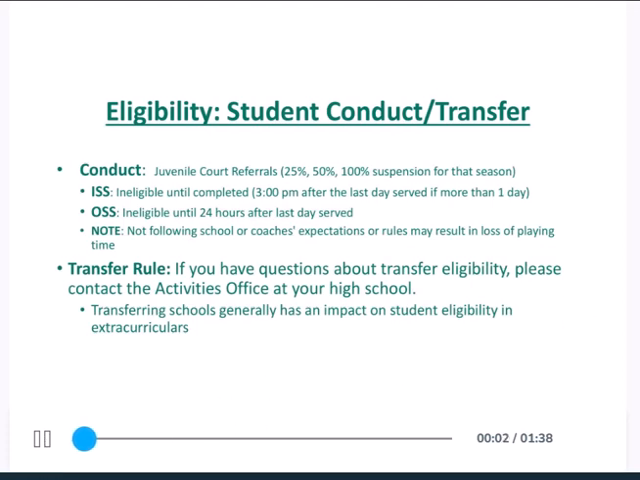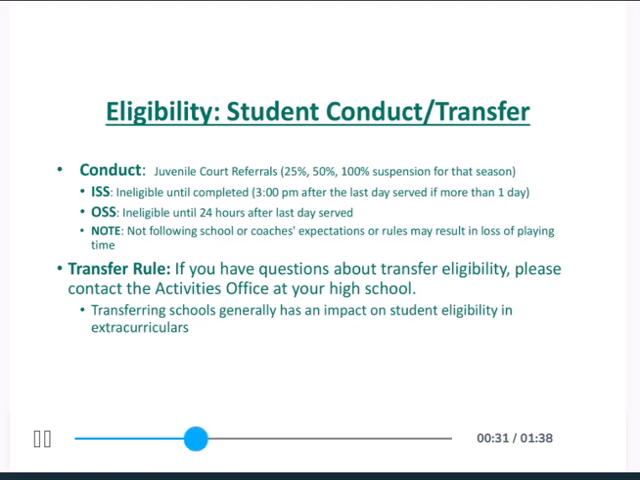Student eligibility related to student code of conduct and transfer rules. Code of conduct, juvenile court referrals are going to result in a 25% suspension for your first referral, a 50% suspension for your second referral, and a 1 calendar year suspension for any referral after that. Also note, if you self-report one of these juvenile court referrals, your suspension will be knocked down to 20% for your first one.